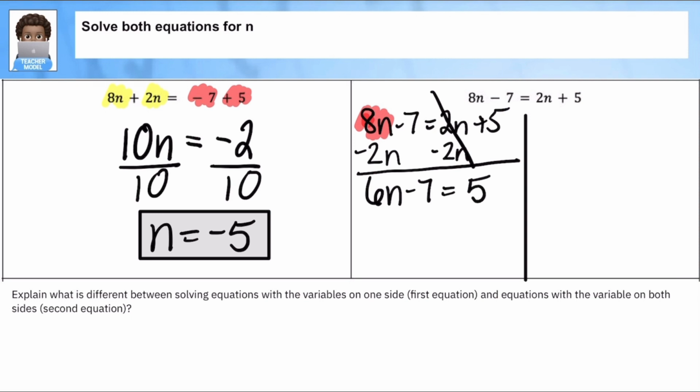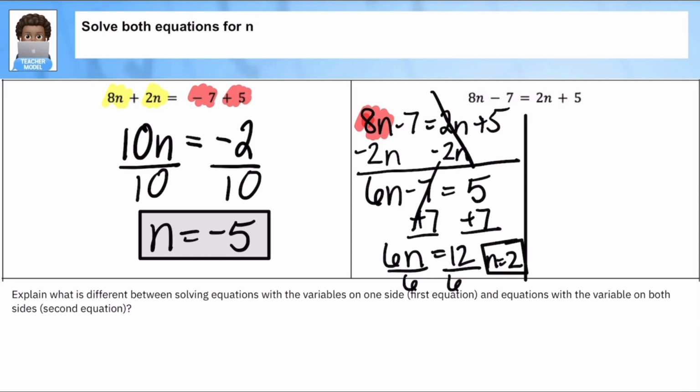Now I want all the constants on the right side, so I'm going to add 7 to both sides, and now I have 6n is equal to 12. I can divide by 6, and my final answer, n is equal to 2. I'm going to box it so you can see it.